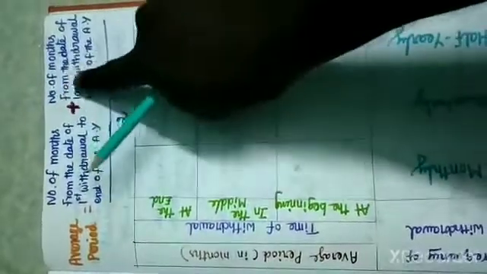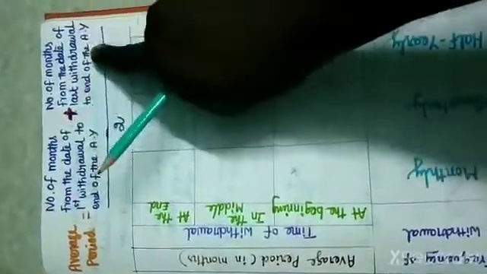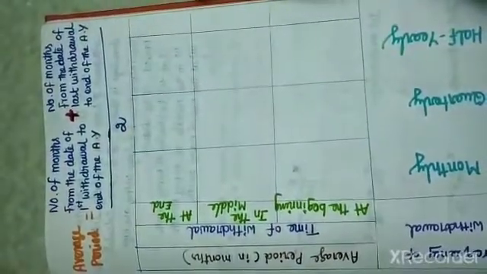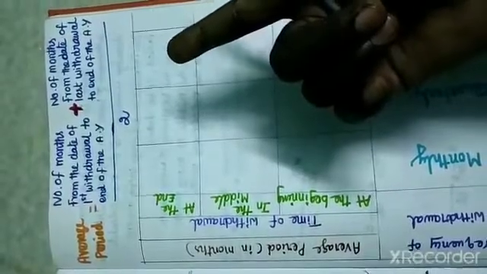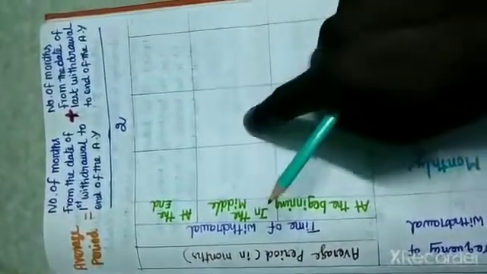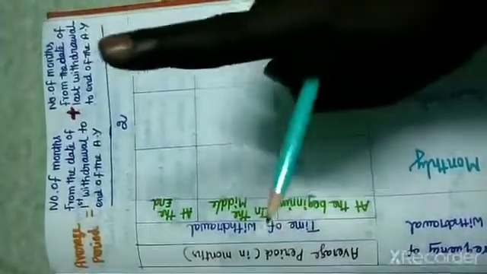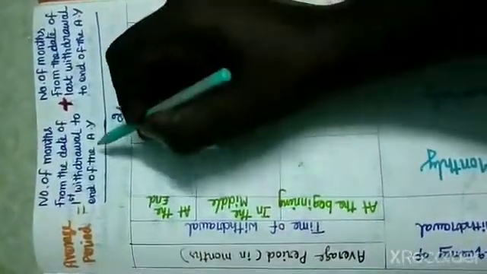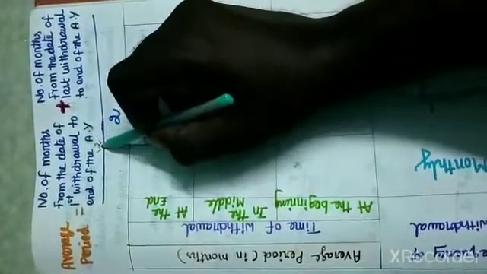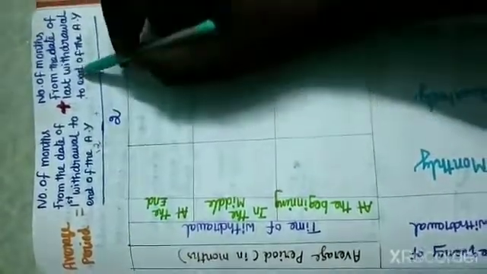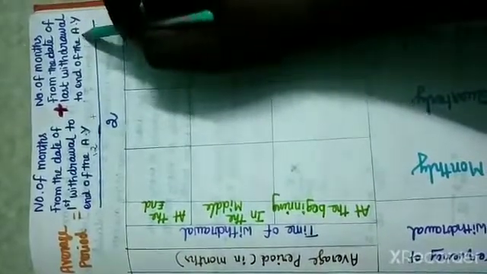Plus number of months from the date of last withdrawal. Last withdrawal means every month he is going to get the amount from the partnership firm. So the first installment is January month he is going to get the amount from the partnership firm. Last withdrawal will be December 1st. So December 1st to December 31st, how many months are there? Only 1 month. So here from the beginning withdrawal to the end of the academic year 12 months are there, plus last withdrawal to the end of the academic year is 1 month.